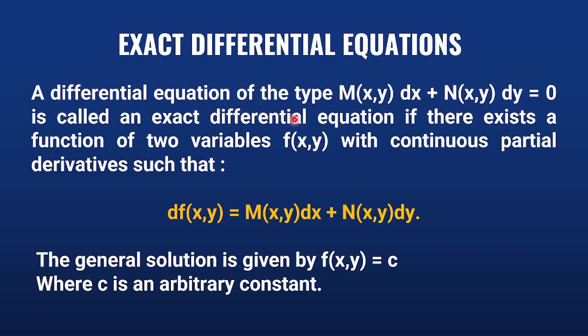A differential equation of the type M(x,y) dx + N(x,y) dy = 0 is called an exact differential equation if there exists a function of two variables f(x,y) with continuous partial derivatives such that the derivative of the function is equal to M(x,y) dx + N(x,y) dy. The general solution is usually given by f(x,y) = C, where C is a constant.